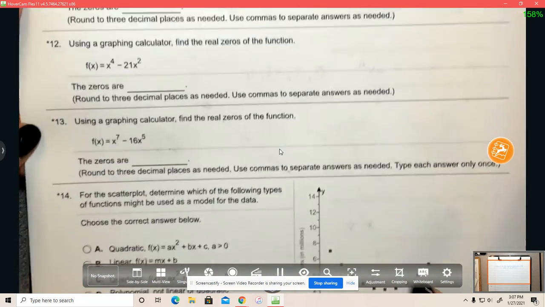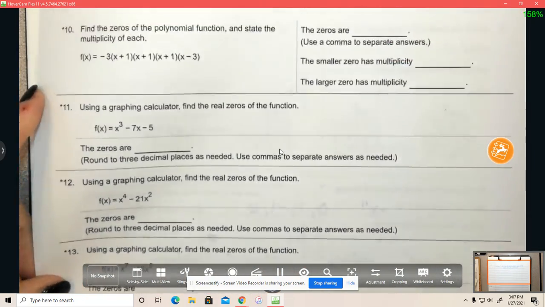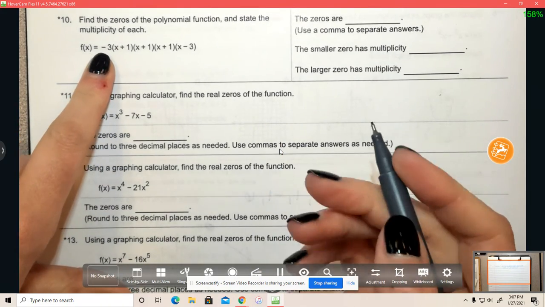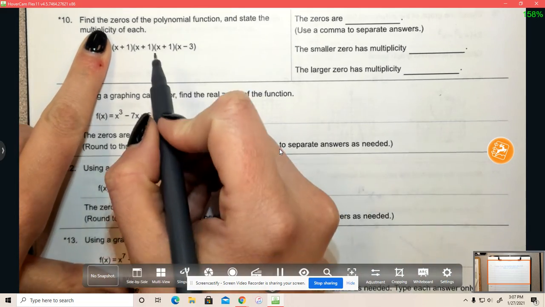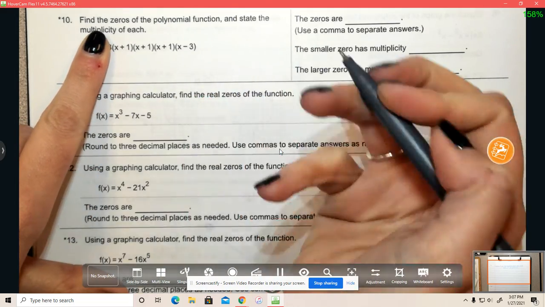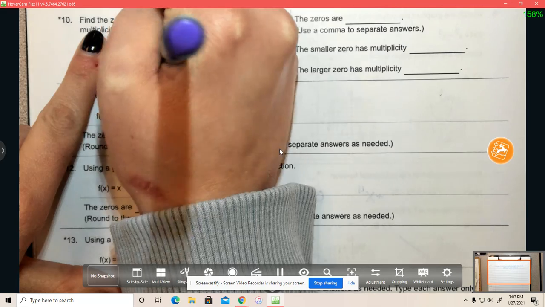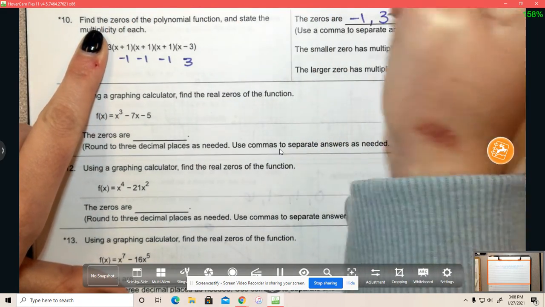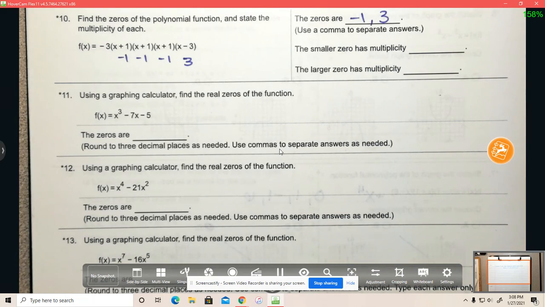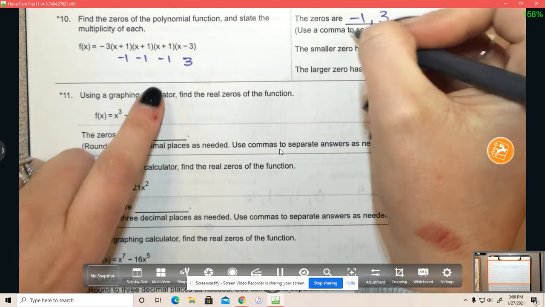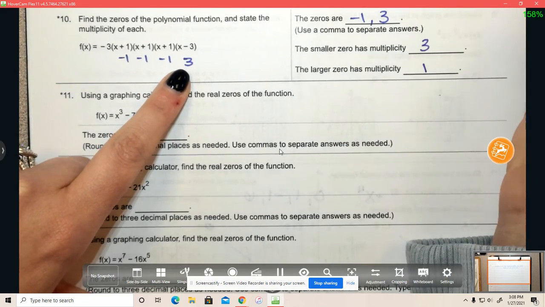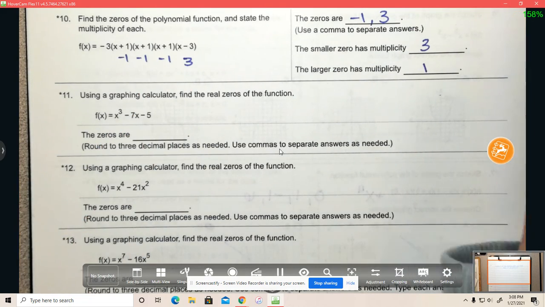All right, so moving on to number 10, we're going to find the zeros of the polynomial function. So that -3, we don't worry about that. So we just need our zeros from the other. So this is -1, -1, -1, and +3. So the zeros are just -1 and +3. Okay. The smallest 0 is -1. It has a multiplicity of 3. The larger one has a multiplicity of 1.